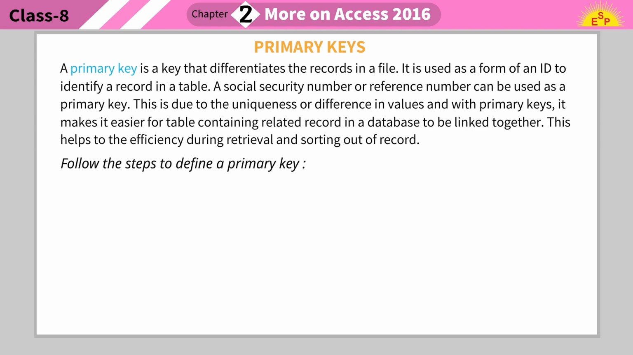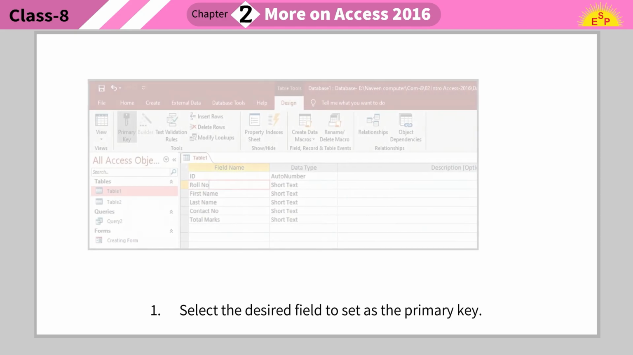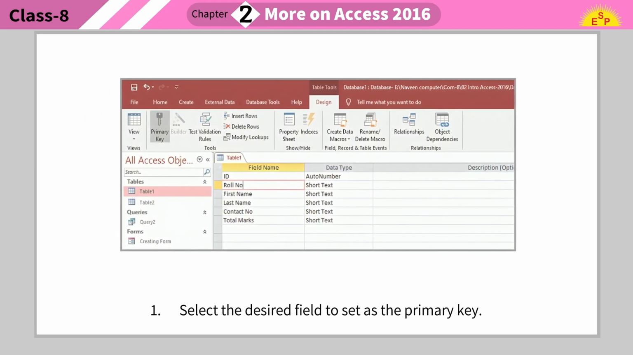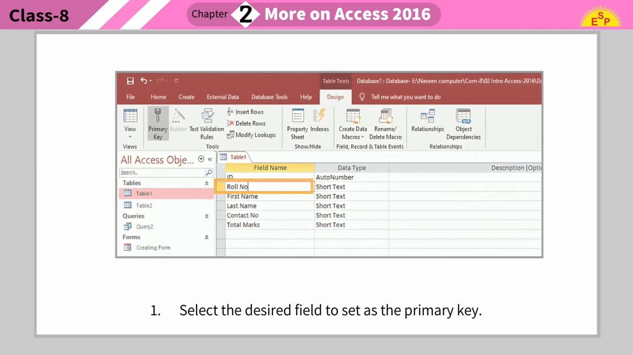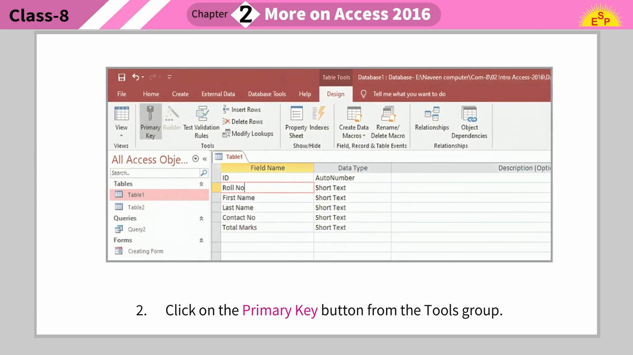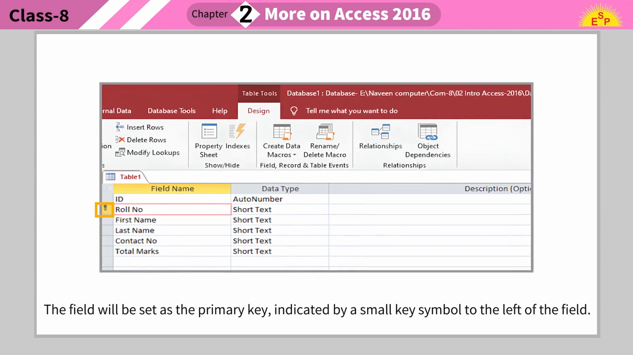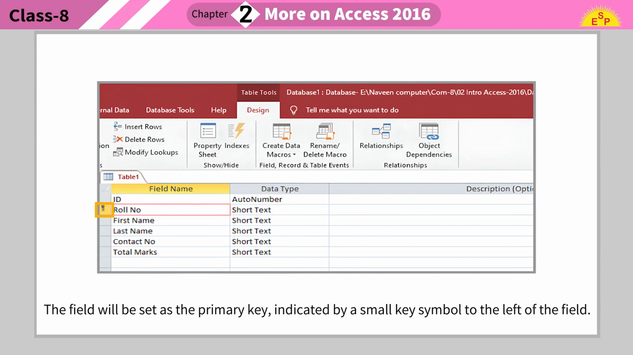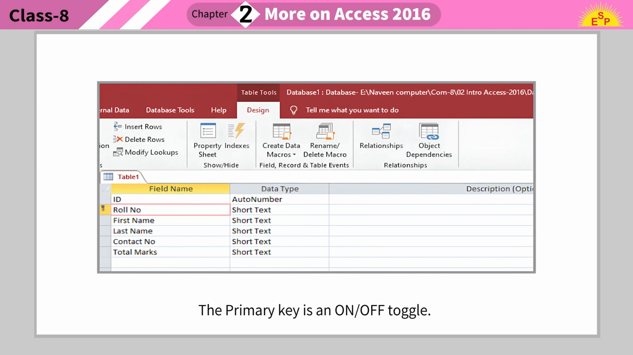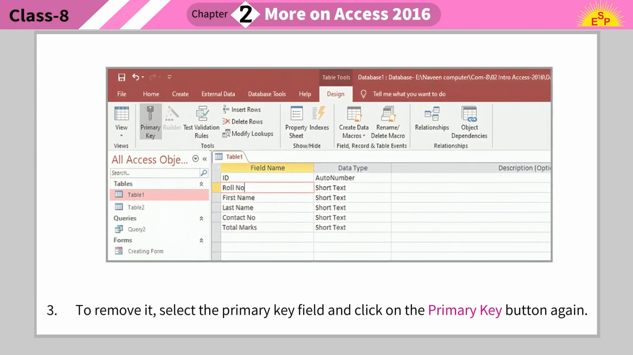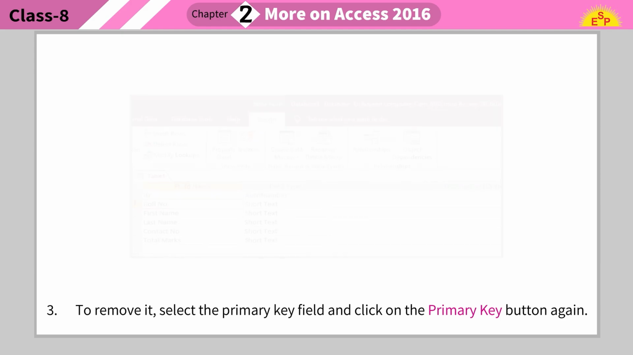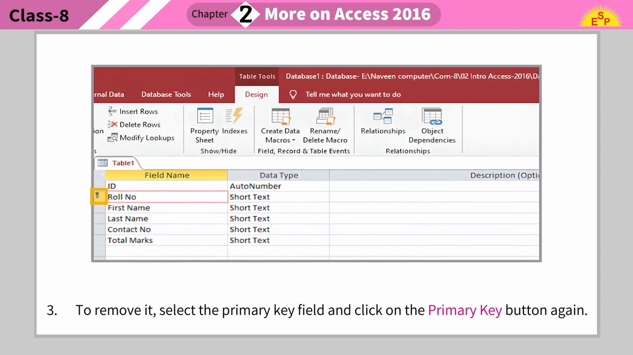Follow the steps to define a primary key. Step 1. Select the desired field to set as the primary key. Step 2. Click on the primary key button from the Tools group. The field will be set as the primary key, indicated by a small key symbol to the left of the field. The primary key is an on-off toggle. Step 3. To remove it, select the primary key field and click on the primary key button again.